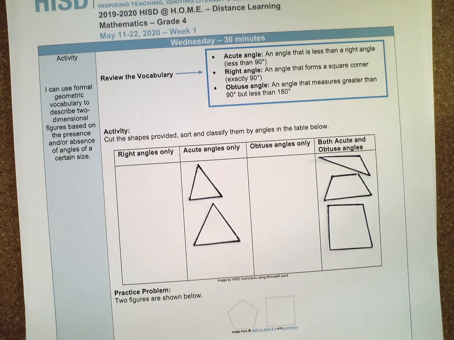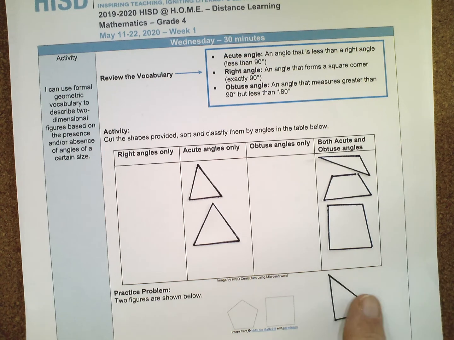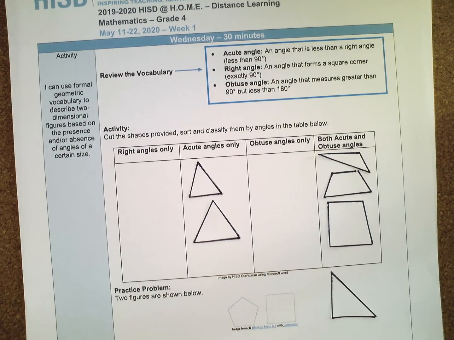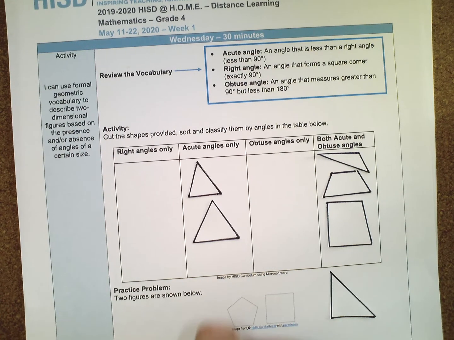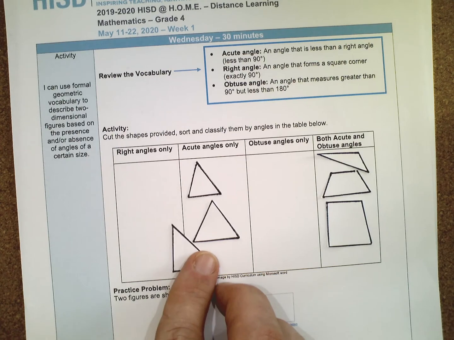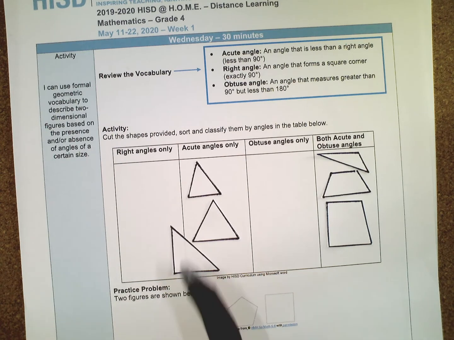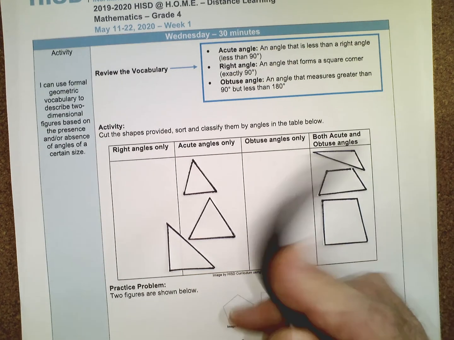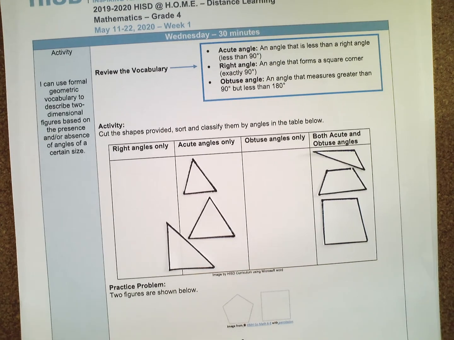Next one we have is this one. Now this one is a right triangle. So it has a right angle here, and then two acute angles. So it really doesn't fit in either one of these categories. It would kind of be halfway between these two because it has a right angle and acute angles. So none of these actually apply to that one, right?